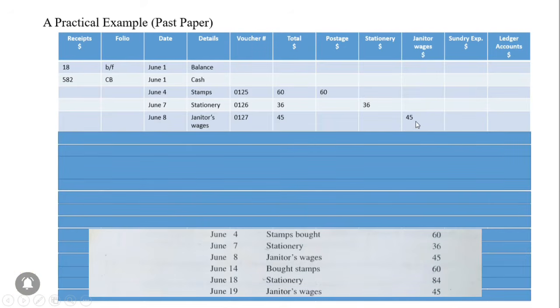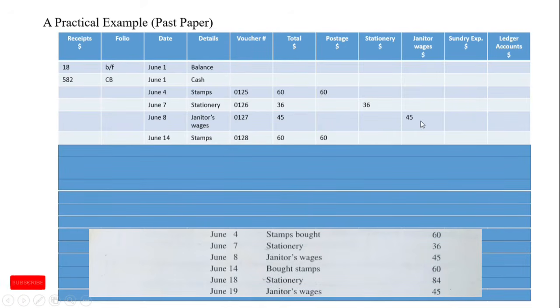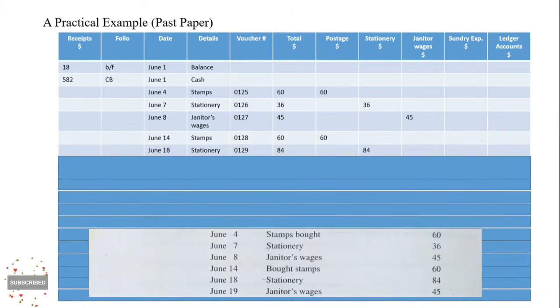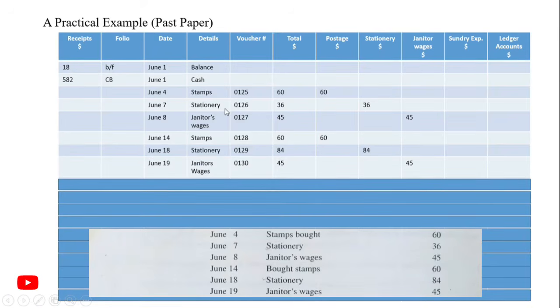The next transaction, we bought stamps, and it is very similar to June 14, very similar to June 4. All right. June 18 also is very similar to June 7. I want you to look at that. See the similarity? So the same principle would be followed there, right? June 19 again is very similar to June 8. So the same principle would apply right there.